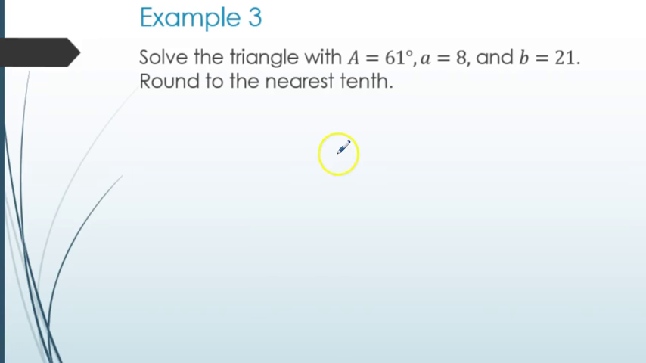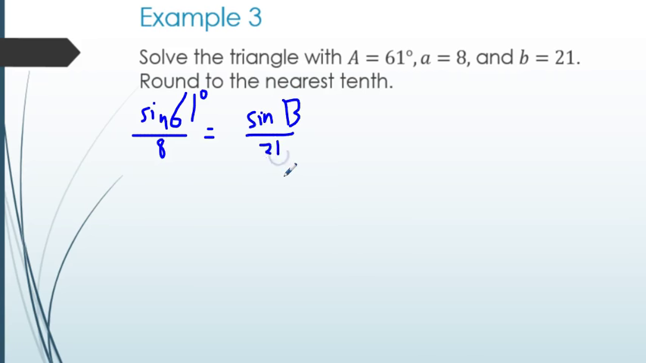So here's the first case, and the reason we have to be careful about the ambiguous case is because I have one angle and two sides given to me. So we're going to start off by setting up our law of sines relationship. I'm going to say sine of 61 degrees, and then the side tied to angle A is 8, and I'm going to set that equal to sine of B over 21. Next, we would cross multiply this and get 21 sine of 61 degrees, and we would set that equal to 8 times sine of B.